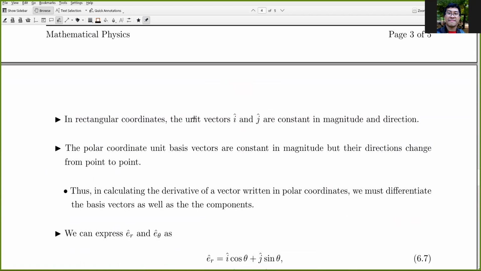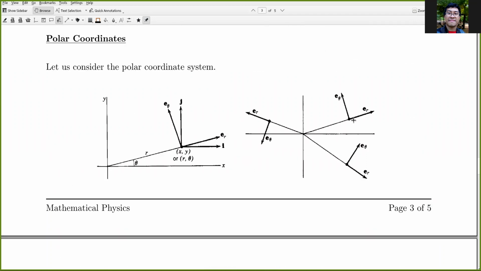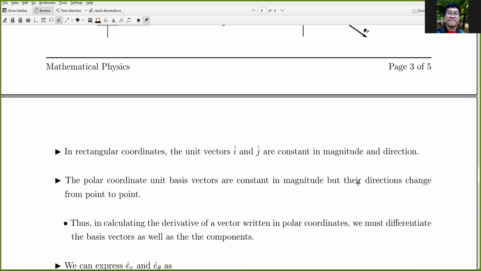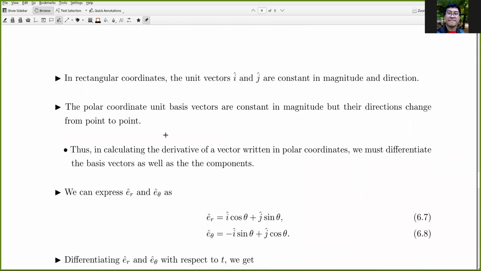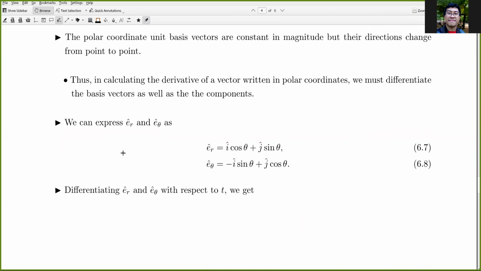In rectangular coordinates, the unit vectors i and j are constant both in magnitude and direction. For polar coordinate unit basis vectors, they're constant only in magnitude. So the magnitude is always 1, but the directions change. If you go from this point to this point, the directions of e_r and e_theta would change. So in calculating the derivative, we must differentiate the basis vectors as well as the components.